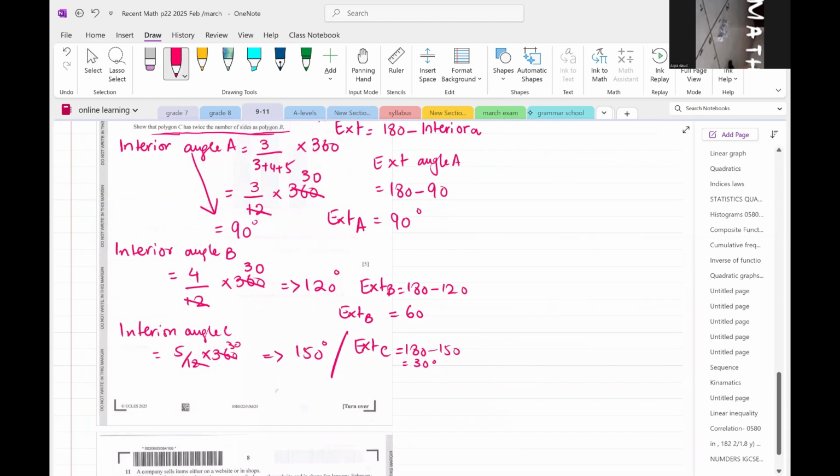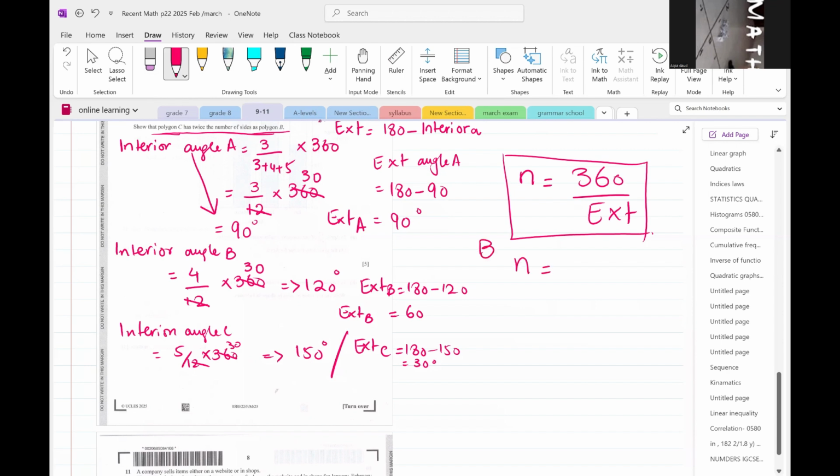Okay. In order to find the number of sides, you are going to use the formula: number of sides is equal to 360 over exterior angle. Keep that formula in mind. So N would be, for polygon B, the exterior angle is 60. 360 over 60 will give you the number of sides. You cancel out the zeros, 6 times 6 is 36.